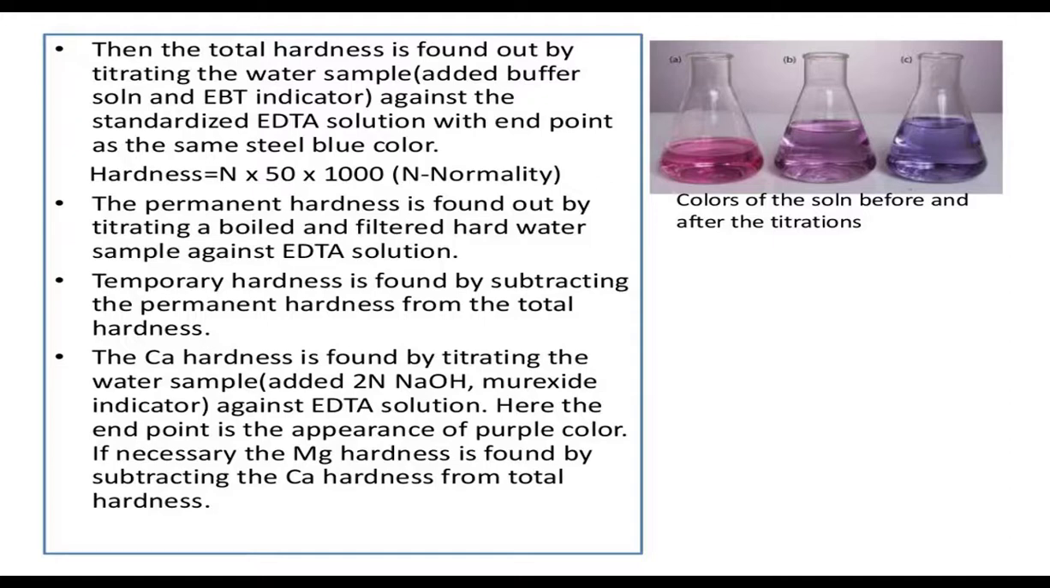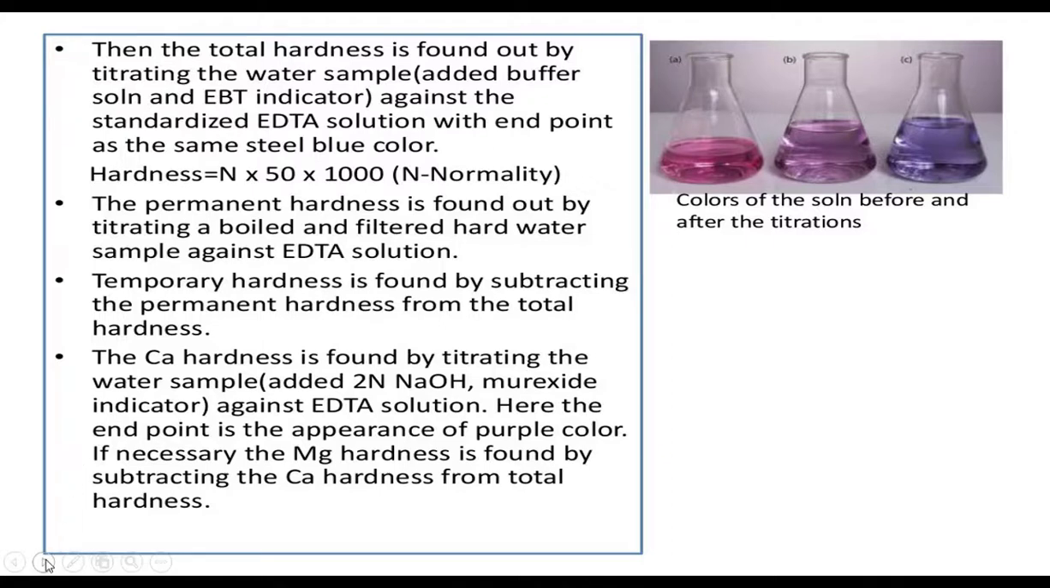The calcium hardness is found by titrating the water sample, adding 2N NaOH and indicator, against the EDTA solution. Here the endpoint is the appearance of a purple color. If necessary, the magnesium hardness is found by subtracting the calcium hardness from the total hardness.